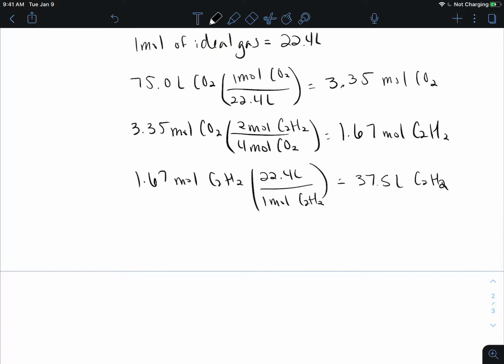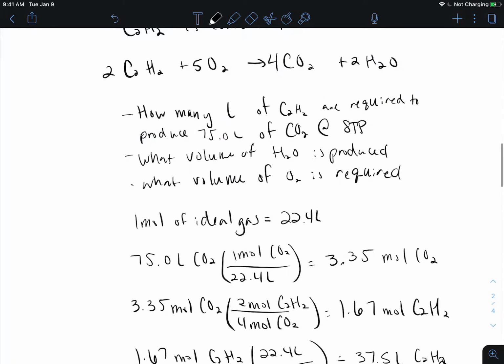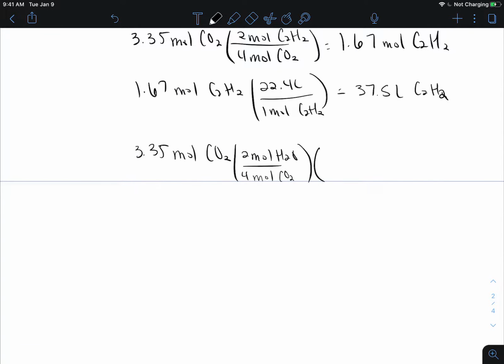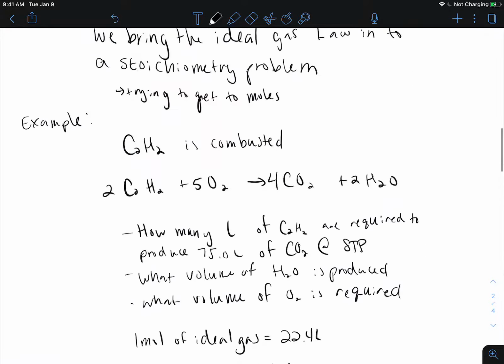Next, we can start back at our 3.35 moles of CO2. For every 4 moles of CO2, we produce 2 moles of H2O as well. All right. And I'm just going to go ahead and convert, 1 mole H2O, 22.4 liters. Gives us 37.5 liters of H2O, which makes sense because we have the same number of moles of C2H2 as we do H2O.